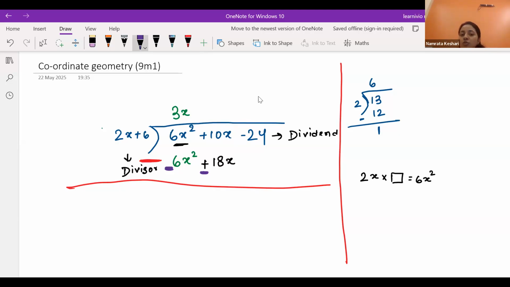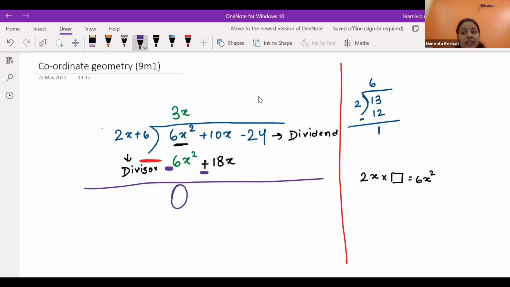Now you will just focus on this purple sign, forget about the previous symbol. Just focus on this purple symbol. The 6x square minus 6x square cancel, you can say 0. Are you getting it? Yes, ma'am.